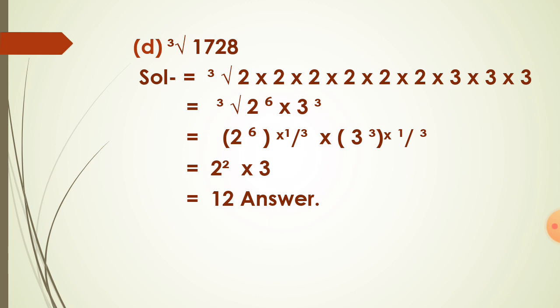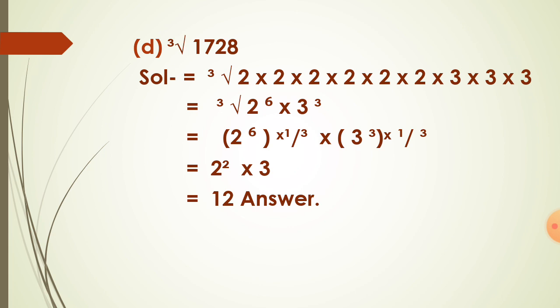D part is there. Cube root of 1728. You can see in the slide, 2 is written 6 times and 3 is written 3 times. If we multiply all these numbers, the answer will be 1728. Now we are going to write it.